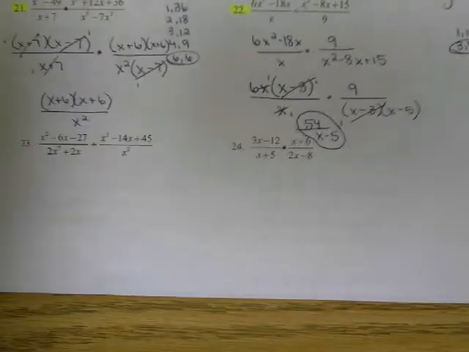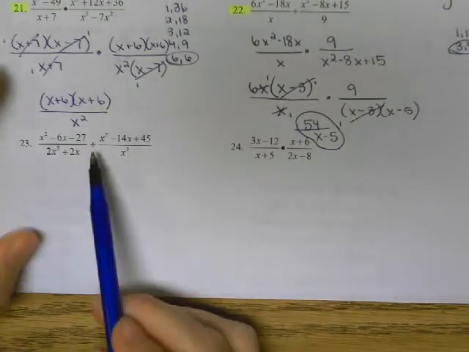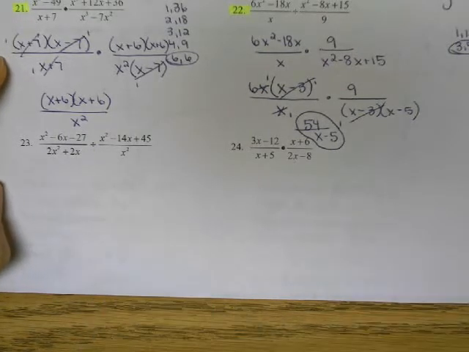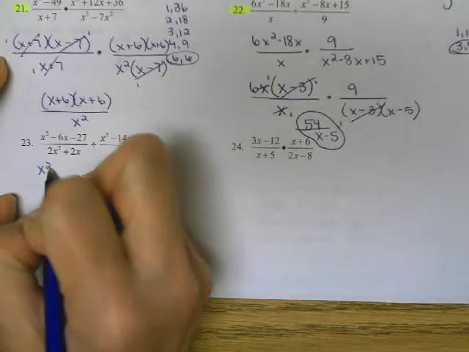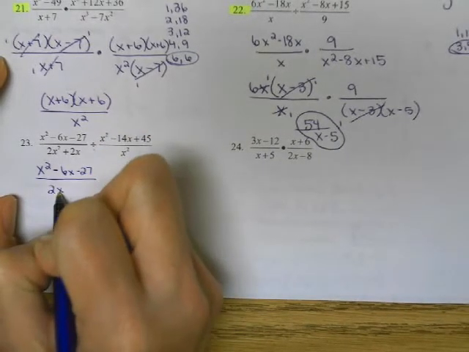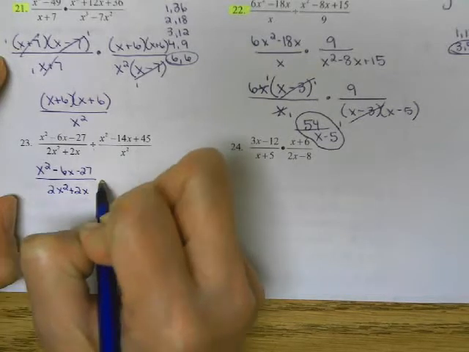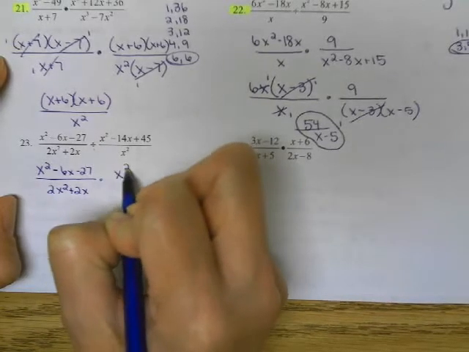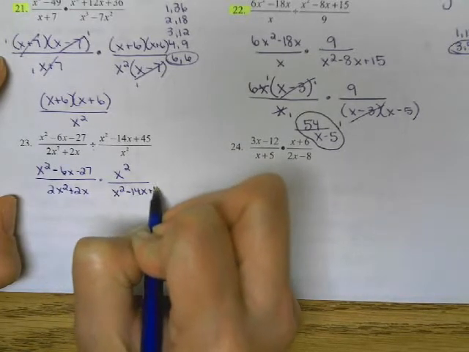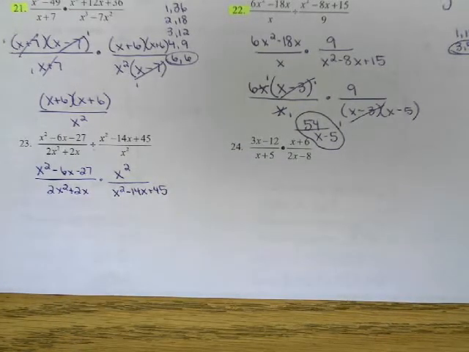Alright, we've got two more, 23 and 24. So on 23, I have a division problem, which means first thing I need to do is go ahead and multiply by that reciprocal. So I'm going to rewrite these. Okay. Now I'm going to factor anything that I can.